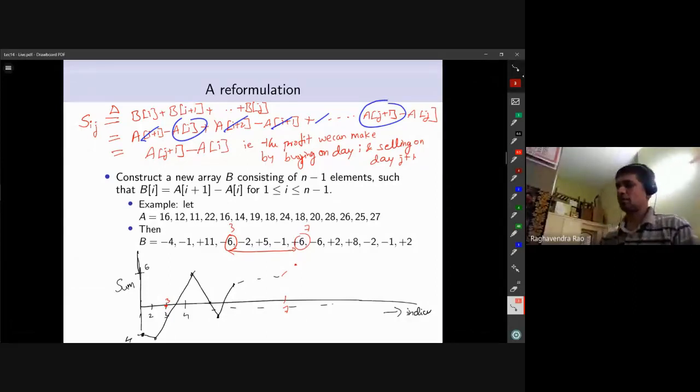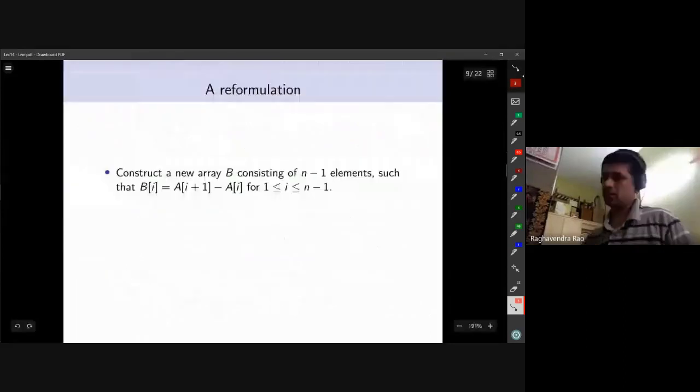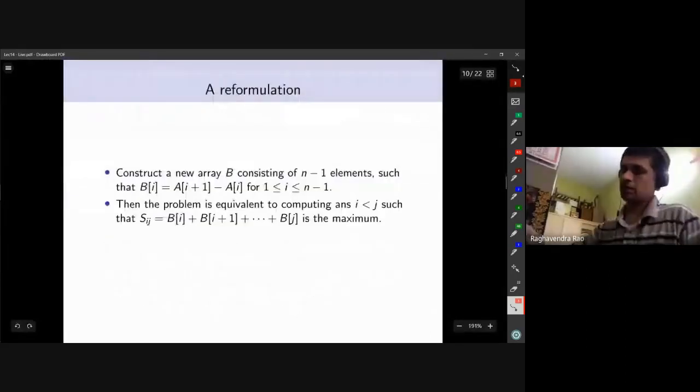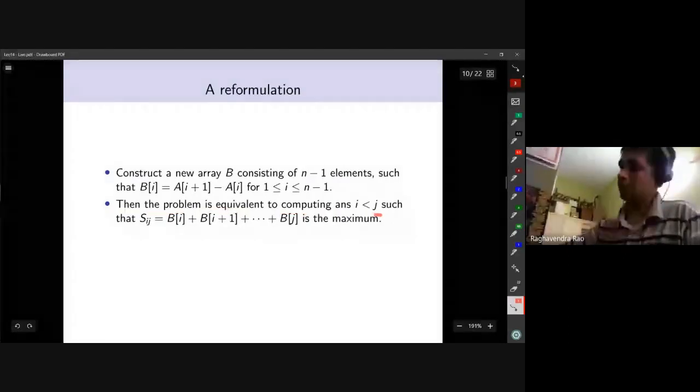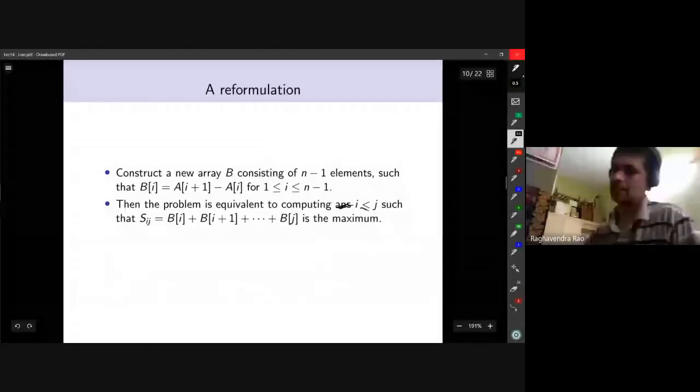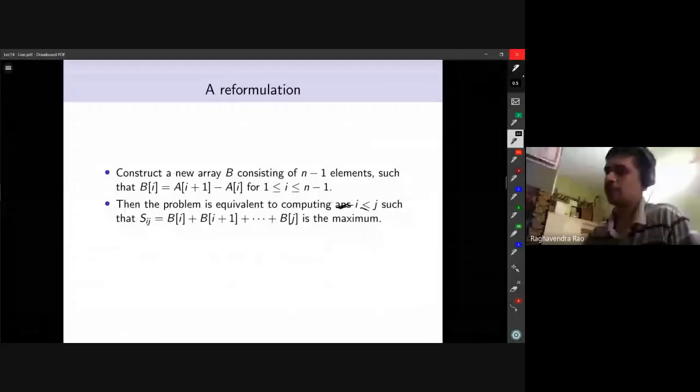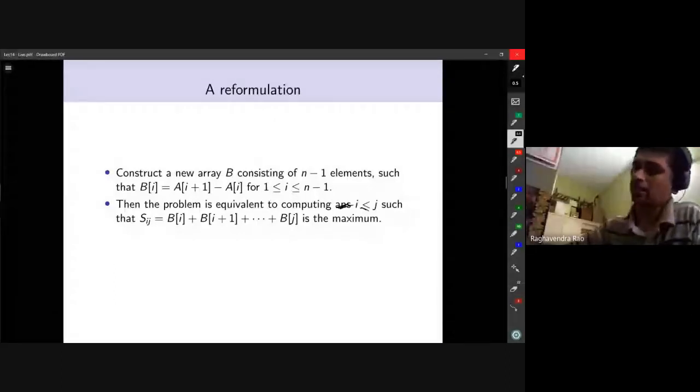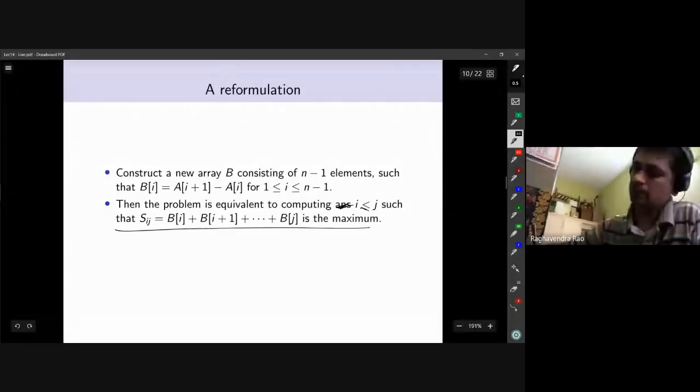So let's just state it. Now the problem is equivalent to computing i less than or equal to j, sorry for the error, such that Sij is the maximum. Okay, so this is the maximum sum subarray problem.